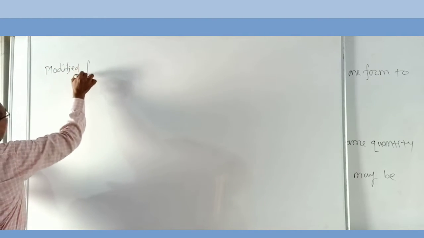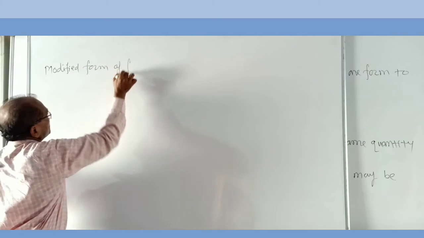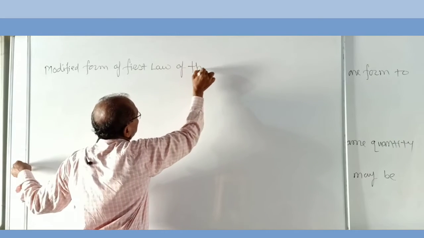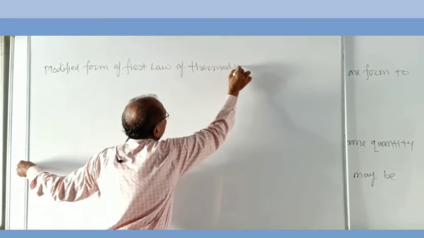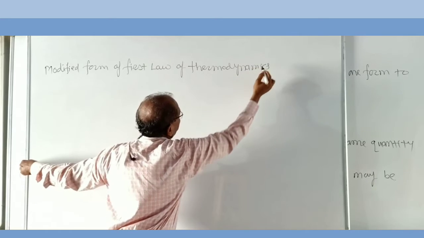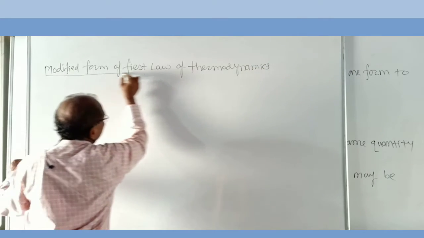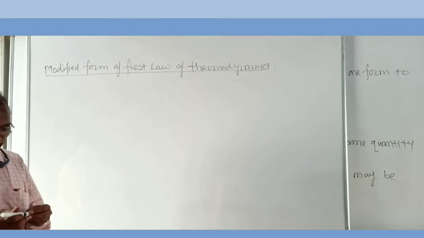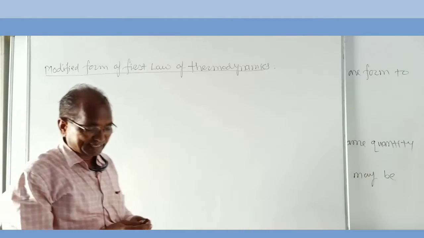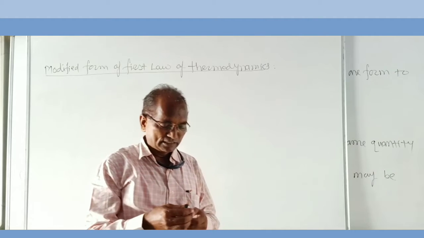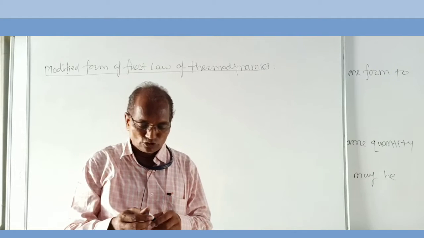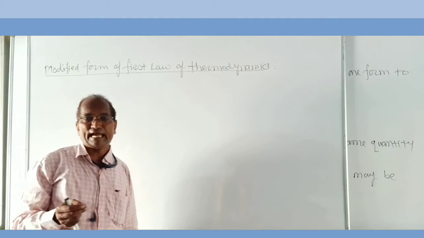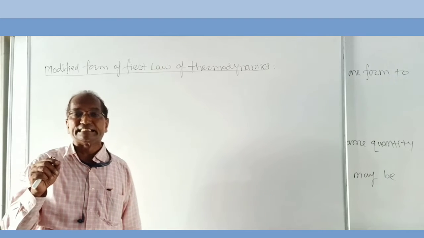Modified form of first law of thermodynamics. We know the name of a famous scientist, Albert Einstein. Albert Einstein put forward a theory called the theory of relativity.